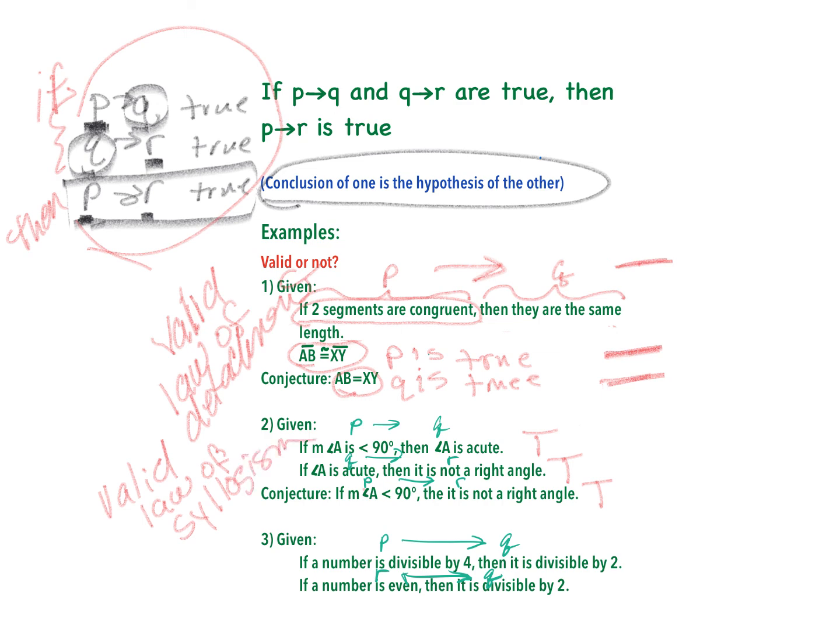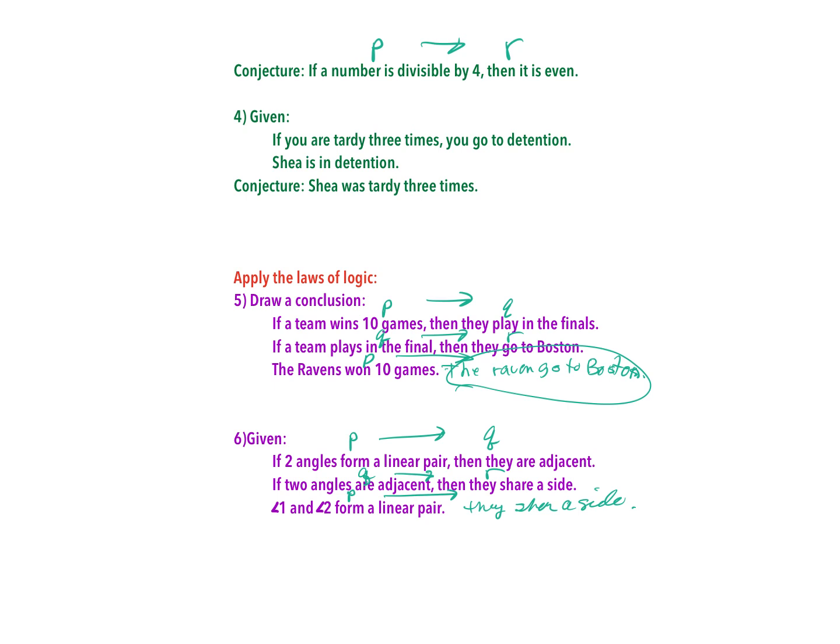Okay, let's look at, sorry, my slides are off. So this one says we're given, if a number is divisible by 4, then it's divisible by 2. So that is divided up. Let's go back. It's divided into two separate things.